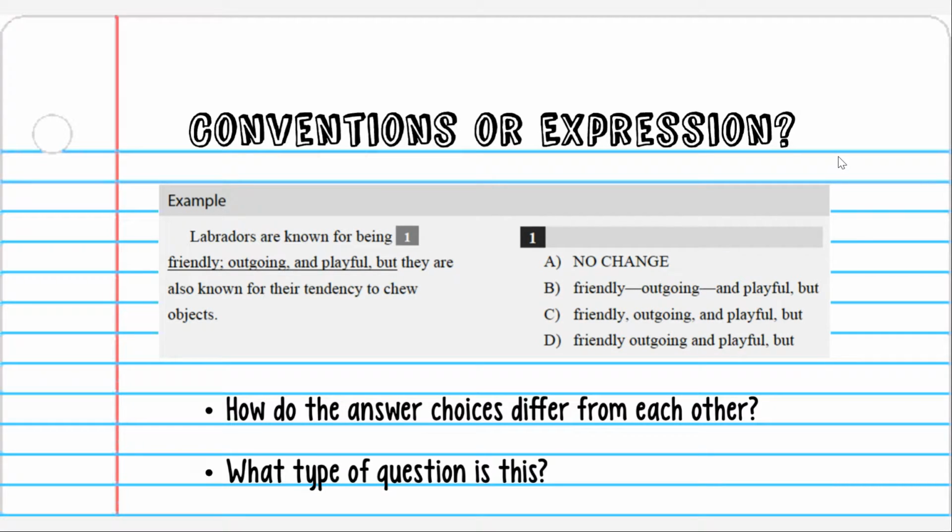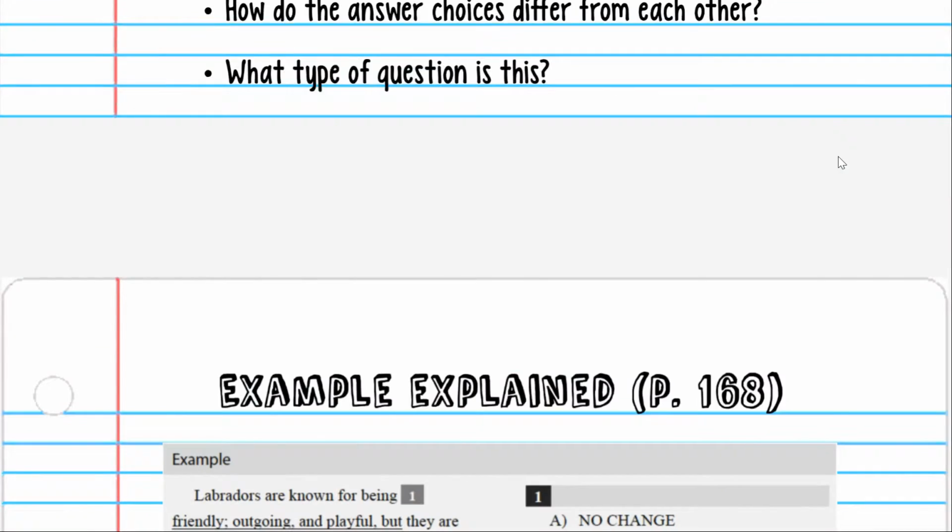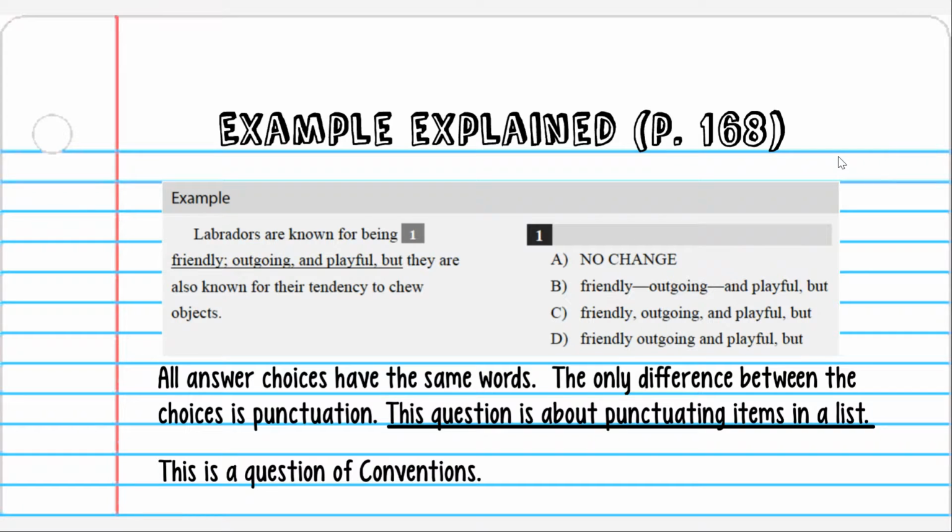So here, Labradors are known for being friendly, outgoing, and playful, but they are also known for their tendency to chew objects. How do the answer choices differ from each other? We can look at all the differences between each answer choice. One's using dashes, one's using commas, one doesn't have as many commas. So just figuring out what the differences are in the answer choices gives you clues as well. So what type of question is this? Okay. This question is about punctuating items in a list. Right? All the answer choices have the same words, but the punctuation is changing. Right? So it is a question of conventions.